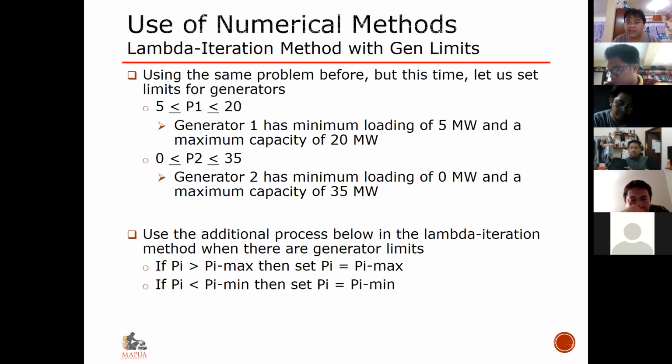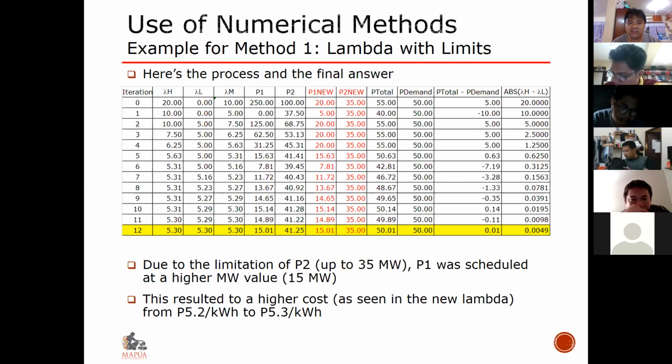Alam naman natin, all generators have a maximum capability. So itong generator 1 has a generator limit of 5 and then 20. Okay? So magkakaroon ka lang ng additional process sa lambda iteration. Balikan natin yung example, no? So we use 0 and 20. You get the midpoint, which is 10.